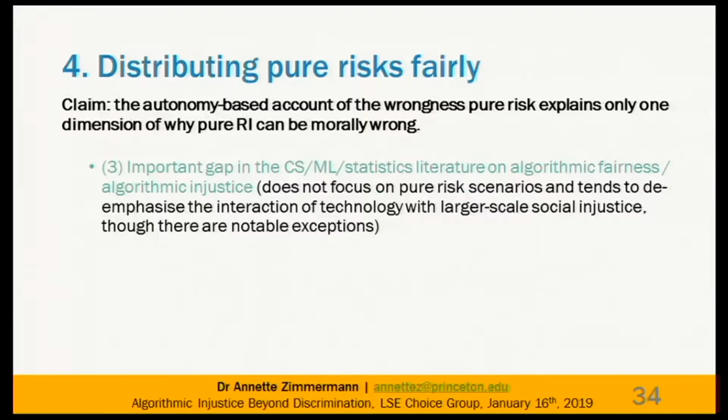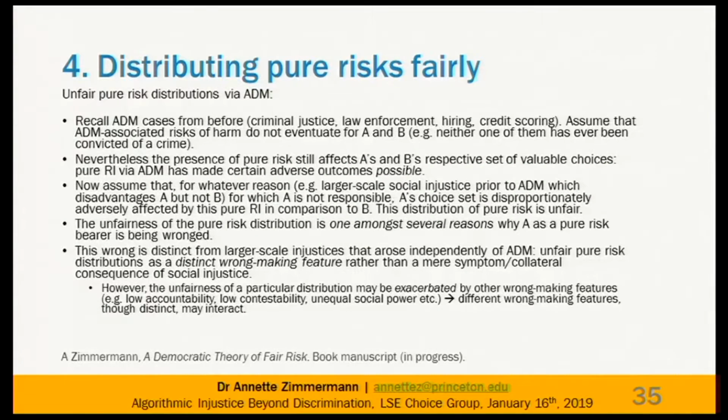in this area. And then finally, we have this computer science, machine learning, statistics literature that actually doesn't focus at all on pure risks. They're really focused on just the actual procedures that algorithms go through, and then whether discriminatory harm happens or not. So this is massively under-researched in that corner of the debate. But let's focus a little bit more precisely on unfair pure risk distributions in algorithmic decision-making.